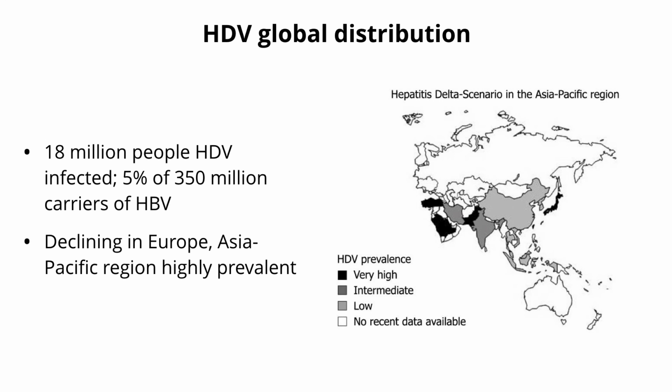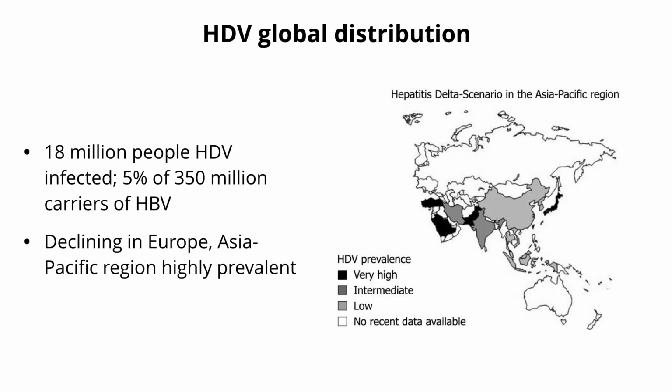Here's the global distribution of hepatitis delta virus. You can see here essentially Asia and parts of the Middle East, and the highest prevalence are the dark. So Japan has a lot of Hep delta, for example. 18 million people are estimated to be infected with HDV. Now, of course, they also have Hep B. They can't have delta alone. But it's about 5% of the 350 million people who have hepatitis B virus. So they also have delta, and they tend to have more severe disease.